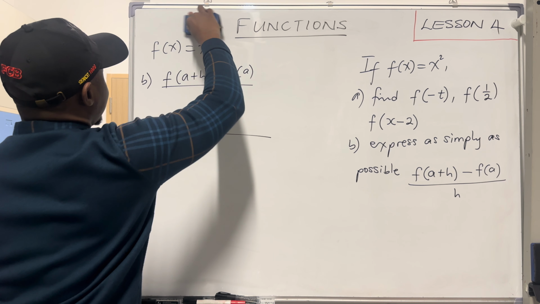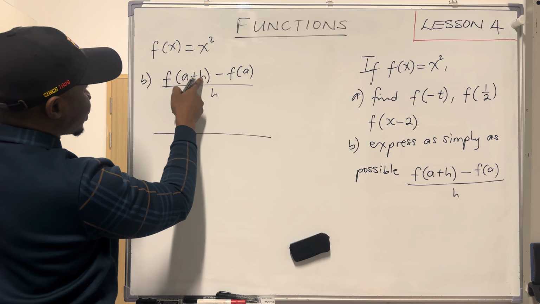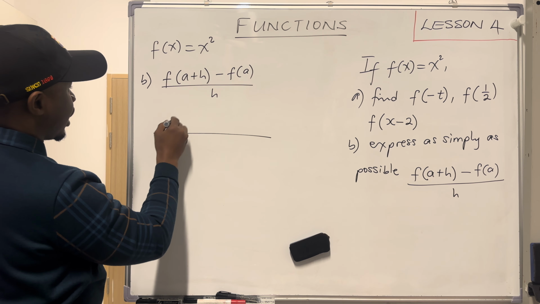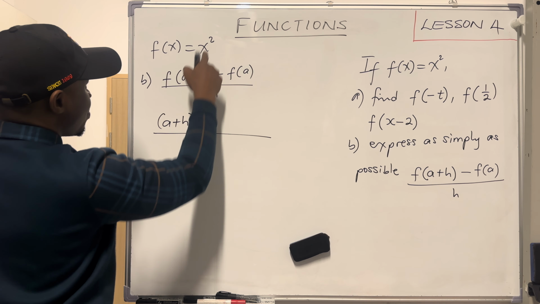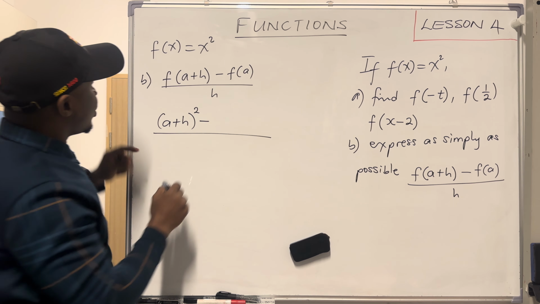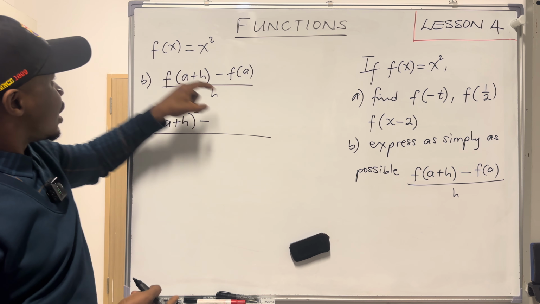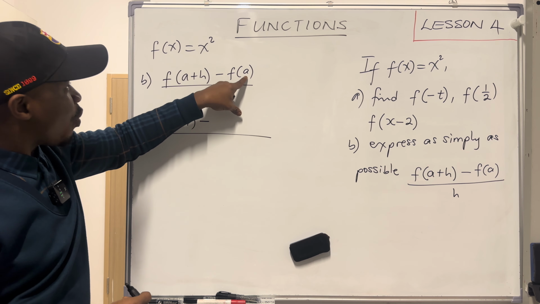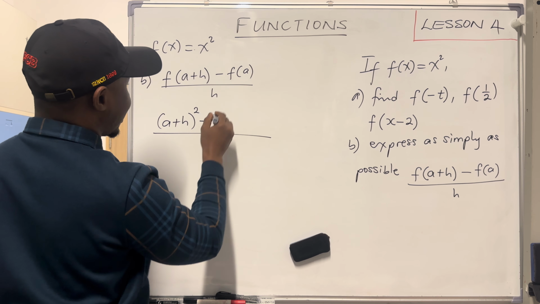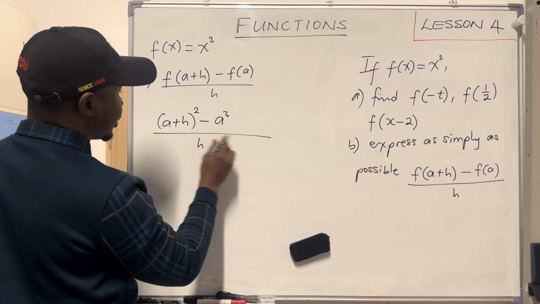So now, instead of x, it is a plus h in this function. So for this x, what do we write? A plus h, and remember there is a square. Minus f of a. We are given f of x, but now f of a. So instead of x, it's now a. So for this x, we say what? A, and there is a square, over h.